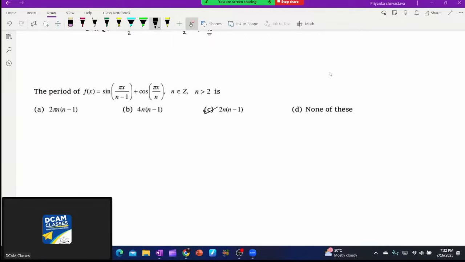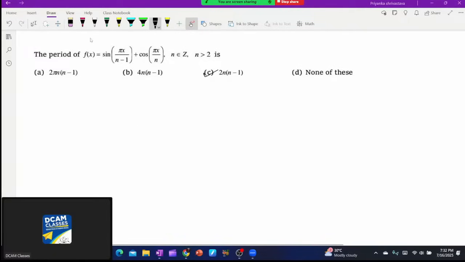Composite functions. Mine is coming as A, why is yours coming as one? I don't know. Haripriya, just send the working in the group. Yes. Take the photo.